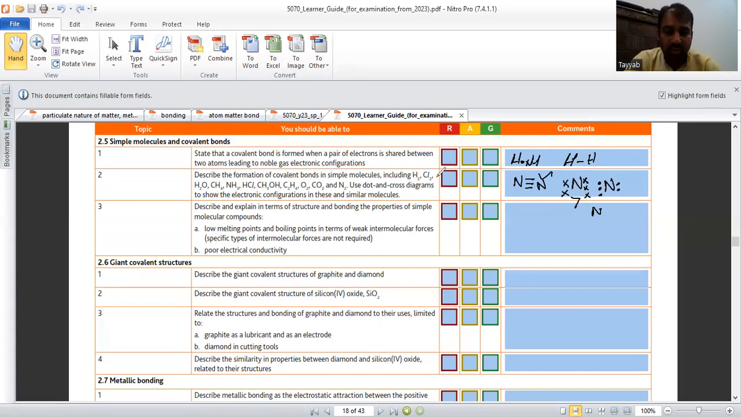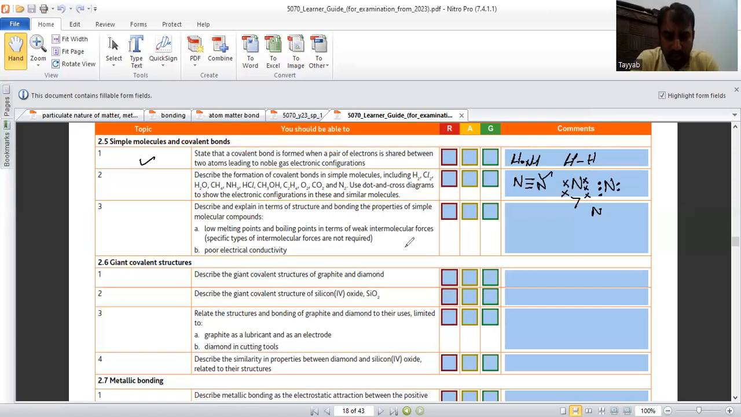What is the difference between a covalent bond and an ionic bond? In a covalent bond, electrons are shared, usually between non-metals, and in an ionic bond, electrons transfer from a metal to a non-metal. The next point is: describe the formation of covalent bonds in simple molecules including hydrogen, chlorine, H2O, CH4, NH3, HCl, CH3. I hope you will see this video and practice these.